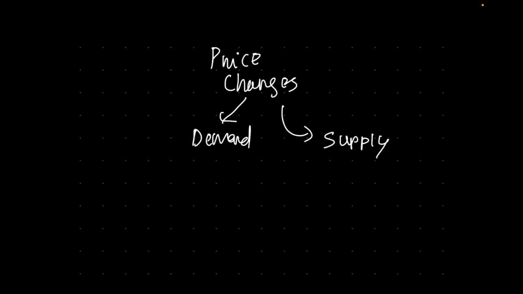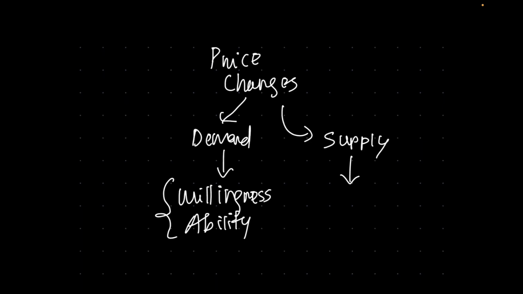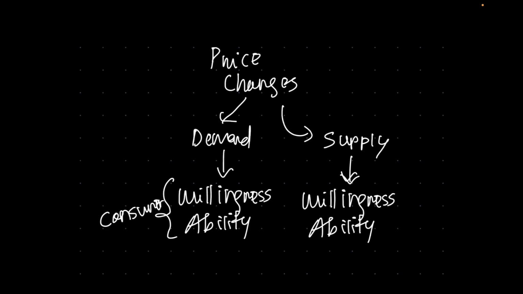So firstly, what is demand? Demand is the willingness and ability of consumers to buy a product. But this only affects consumers. So this is in the consumer point of view. On the other hand, supply is the willingness and ability of producers to sell a product.